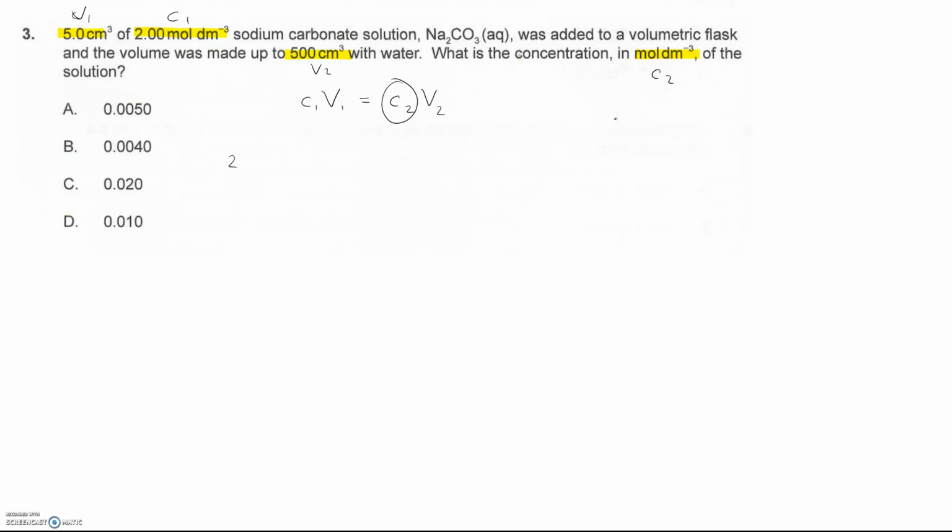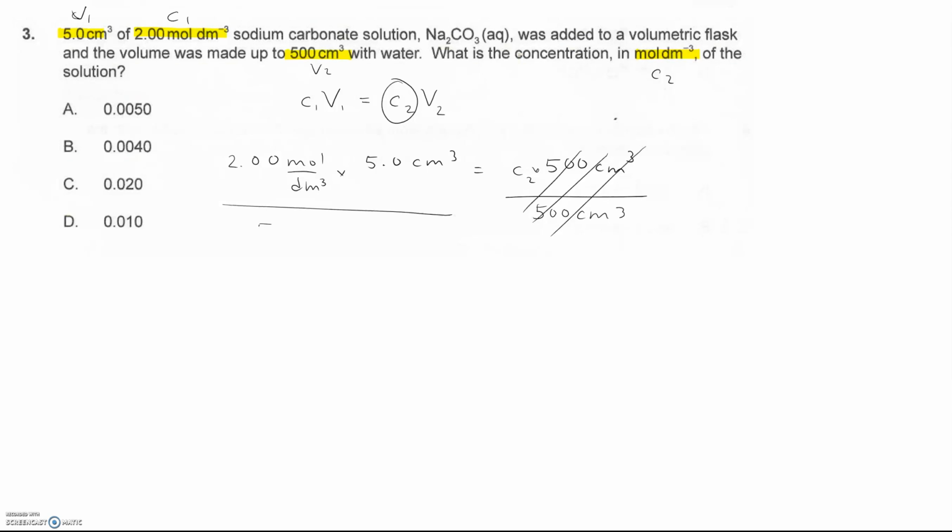So we have 2.00 moles per decimeter cubed multiplied by 5.0 centimeters cubed equal to my C2, the thing I'm looking for, multiplied by my new volume of 500 centimeters cubed. That's the final volume that it's going to get to. To get the C2 on its own, we're going to divide each side by 500 centimeters cubed, so that cancels out.